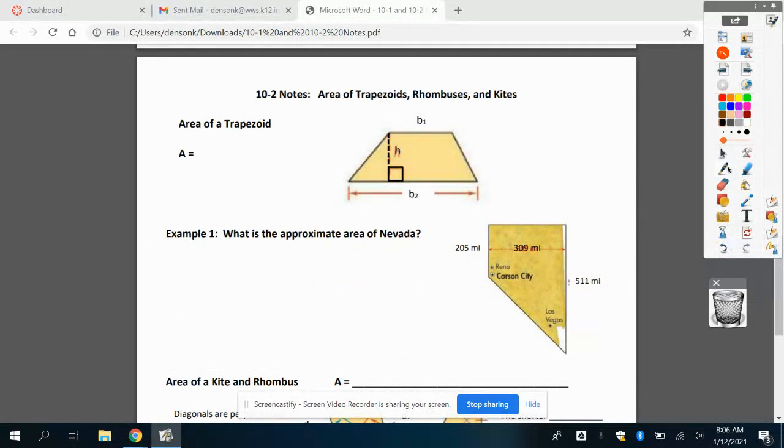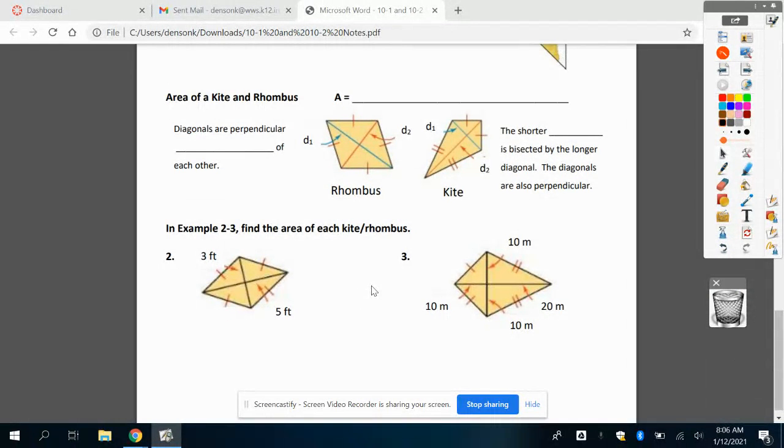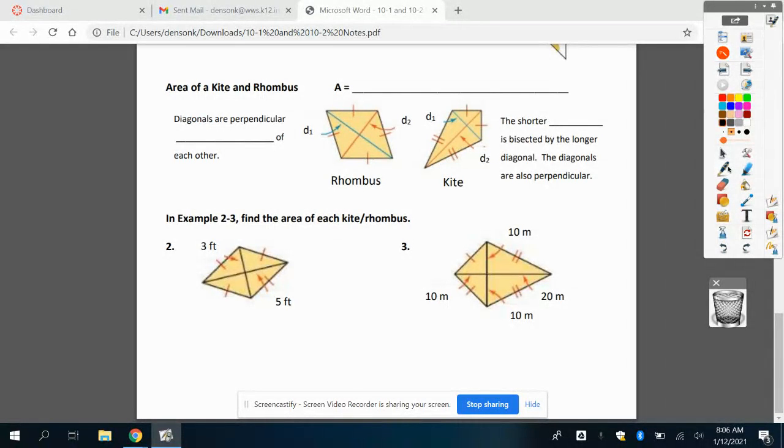Now we're going to look at how to find the area of a kite or a rhombus, because the area equation for both of those is actually the same. So the area of a kite and a rhombus can both be found by taking 1/2 times the two diagonals. So diagonal 1 times diagonal 2. Couple things to remember that are going to help us out with these problems is when you have specifically a rhombus, you need to remember the diagonals are perpendicular bisectors of each other, which is actually true of both. So both of these create right angles when their diagonals bisect. And for a kite, remember the shorter diagonal is bisected by the longer diagonal, and they're also perpendicular.